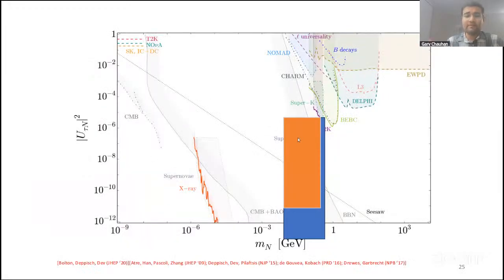So given that, the same plot for the tau coupling, we see that we can go very far below in the mixing angles in the same energy range of tens to hundreds of MeVs.